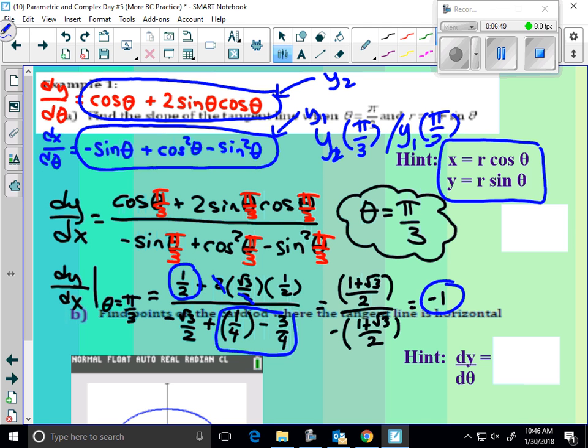Abstract, though, in nature, because now we've got 4 variables involved. We've got an r, a theta, a y, an x. It's annoying, but if you know the mechanics of how dy dx relates to dy d theta and dx d theta, it's not that bad.